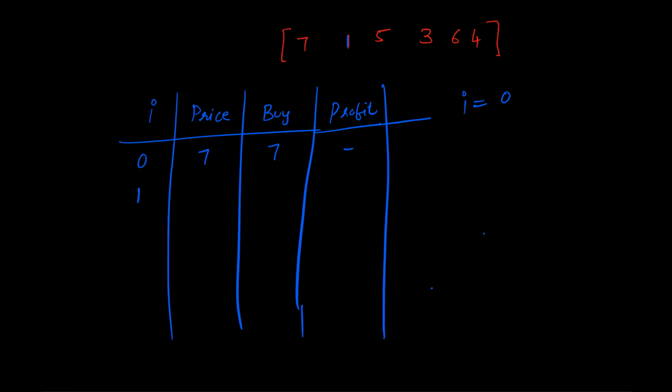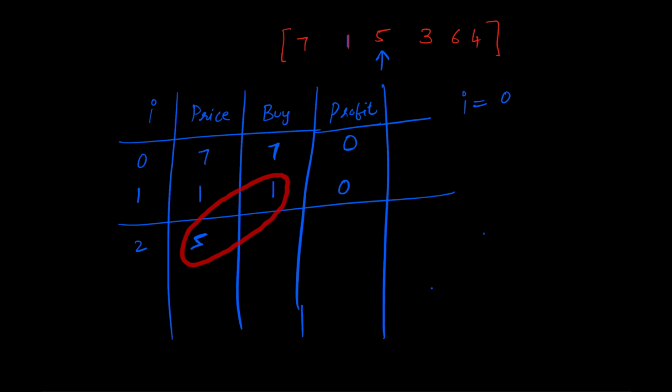Incrementing my pointer to 1, the price is 1. Between the previous minimum buy and the current stock price, it makes sense to buy it for 1 rather than 7. So we'll replace 7 by 1 in column number 3. And if we were to sell the stock on day 2, that is for value 1, and buy it for 7, the profit is going to be negative 6, which is less than 0. So we'll ignore it.